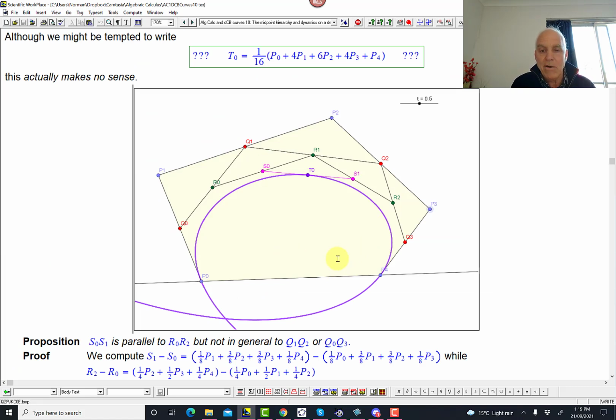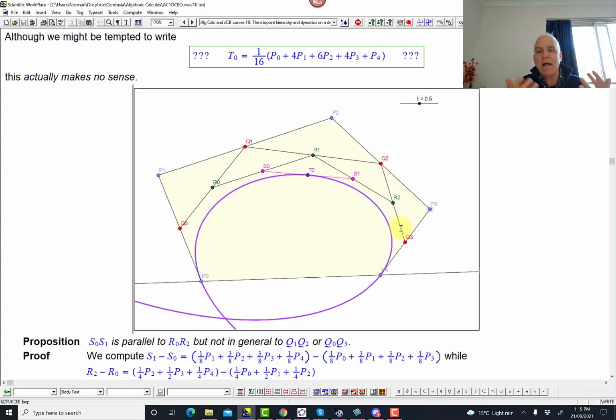So we can maybe now draw some conclusions, and it might be interesting to do that. Here's just a simple example of the kind of thing from which you could extract some information. The claim here is that S0 to S1, this line determined by the S points, is parallel to R0, R2, but not in general to Q1, Q2, or to Q0, Q3. On the face of it, you might say this looks pretty close to being parallel, but actually S0, S1, which is the tangent at this midpoint when t is equal to 0.5, is only parallel to R0, R2.